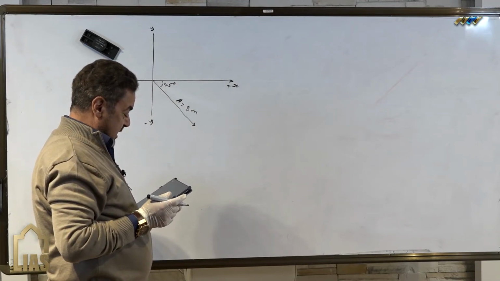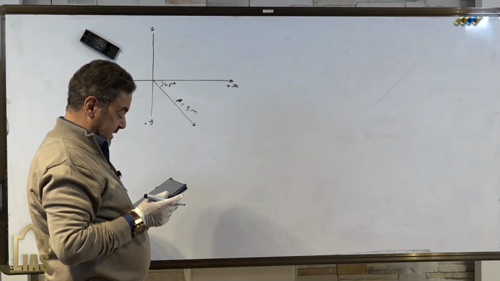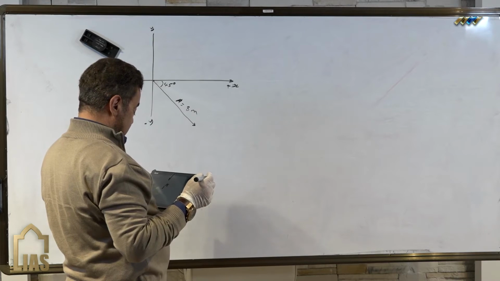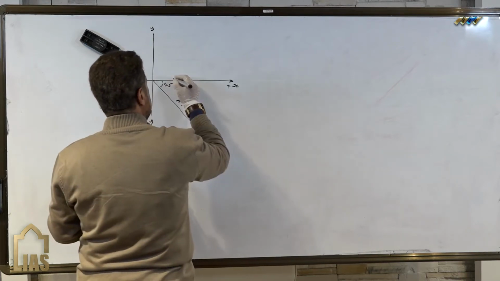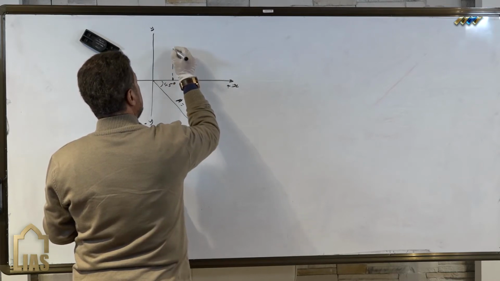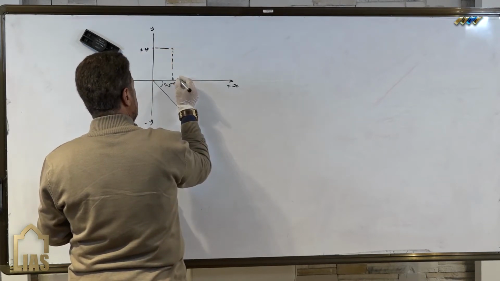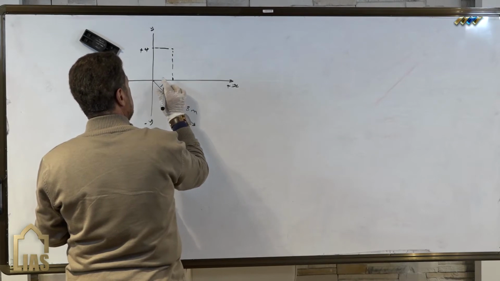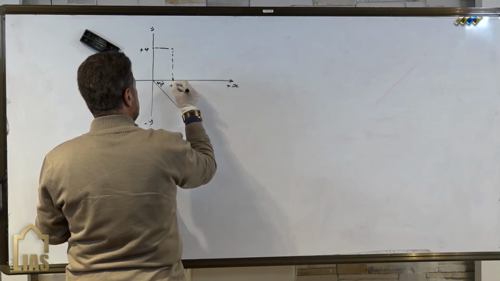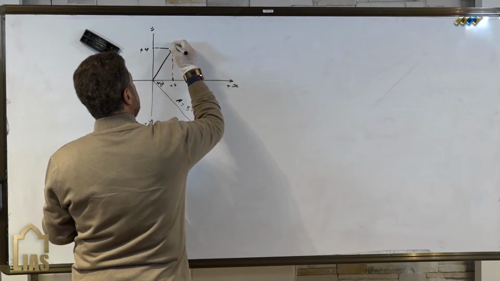And B, which has an x component of plus 2 meters and y component is plus 4. It's 2 here and 4, plus 4 in y. Let's make it here. This is the 45, okay? And here is plus 2. Okay, this is the B.